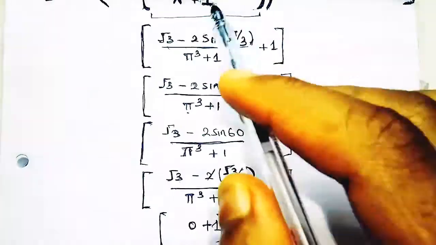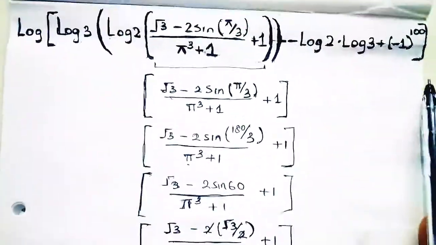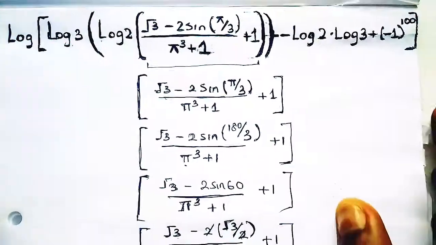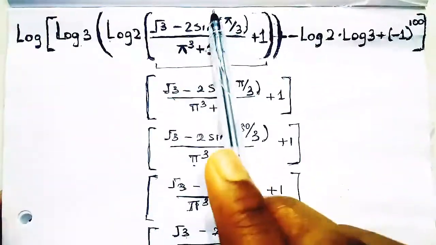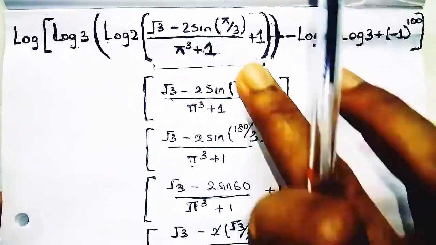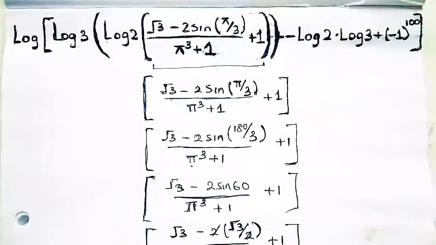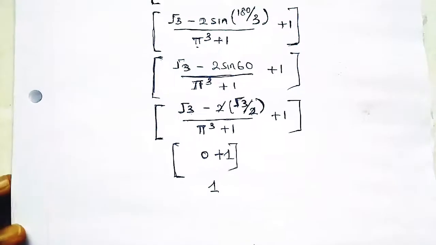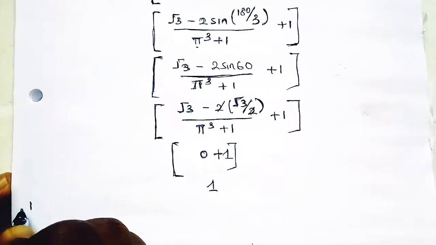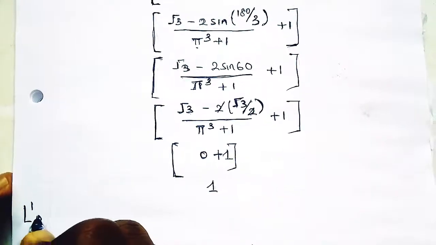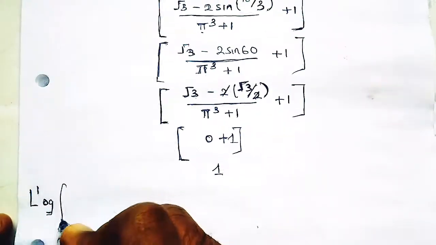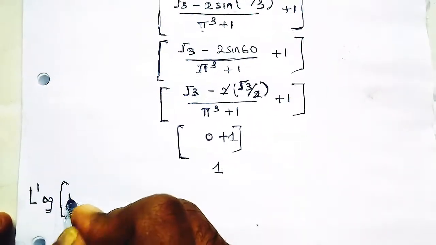So since we have actually solved what is in this bracket, what we have to do now is to just replace this and continue our solution. So let's go. We'll be having log, we have a bigger bracket here, which is log 3.